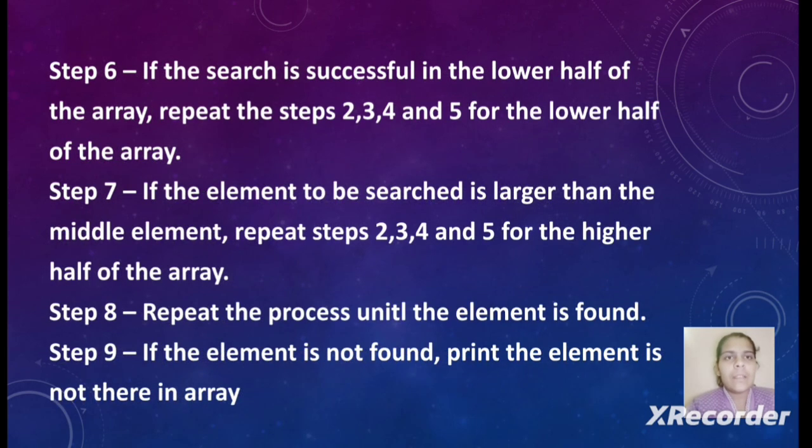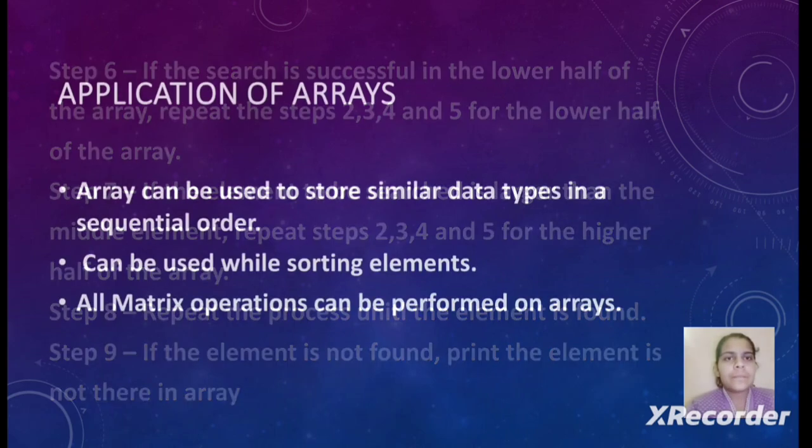Step 6. If the search is successful in the lower half of the array, repeat steps 2, 3, 4 and 5 for the lower half of the array. Step 7. If the element to be searched is larger than the middle element, repeat steps 2, 3, 4 and 5 for the higher half of the array. Step 8. Repeat the process until the element is found. Step 9. If the element is not found, print the element is not there in the array.